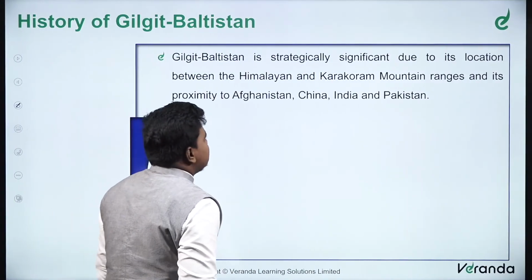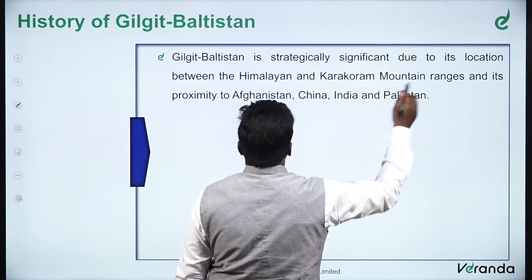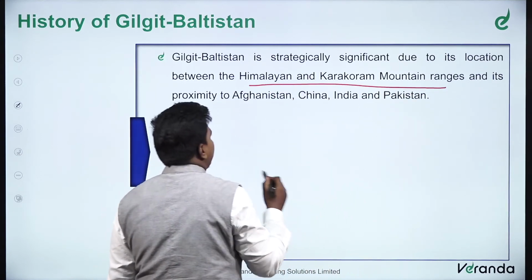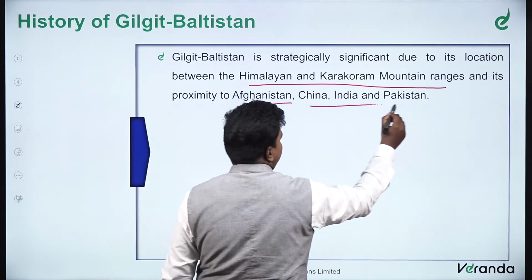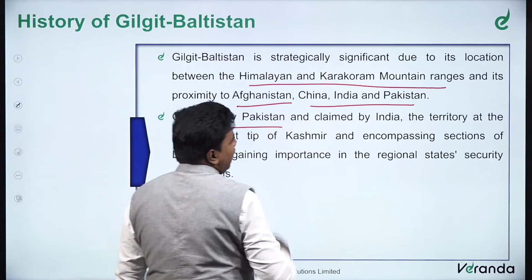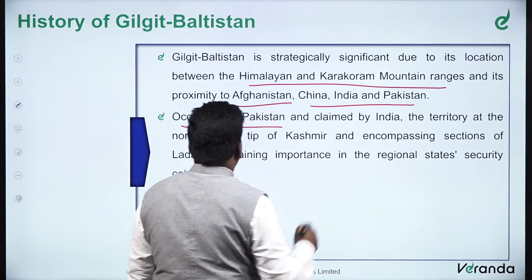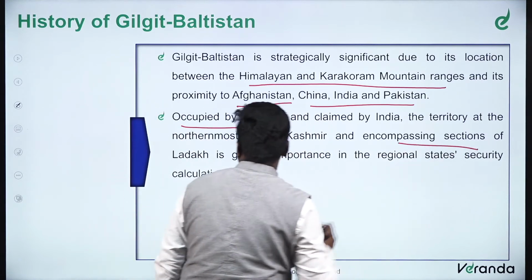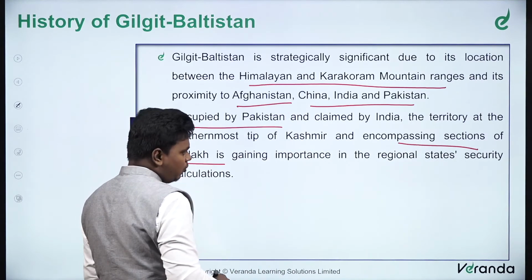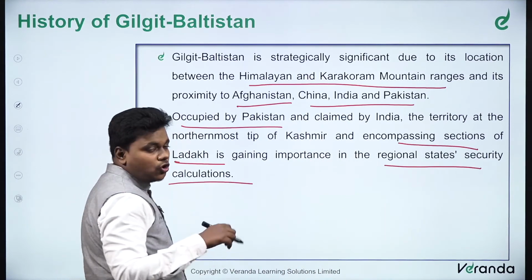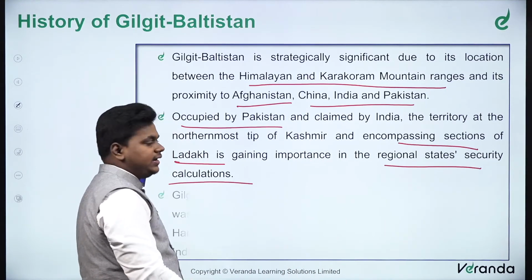Gilgit-Baltistan is strategically significant due to its location between the Himalayan and Karakoram mountain ranges and its proximity to Afghanistan, China, India and Pakistan, as we discussed before. Occupied by Pakistan and claimed by India, the territory at the northernmost tip of Kashmir, encompassing sections of Ladakh, is gaining importance in the region's security calculations. So it was occupied by Pakistan and claimed by India.